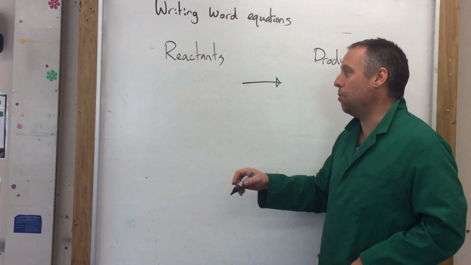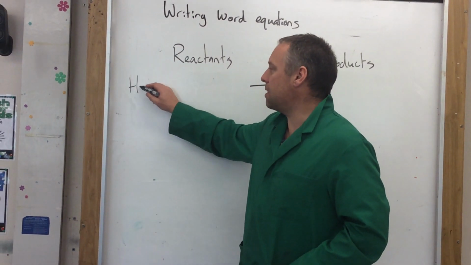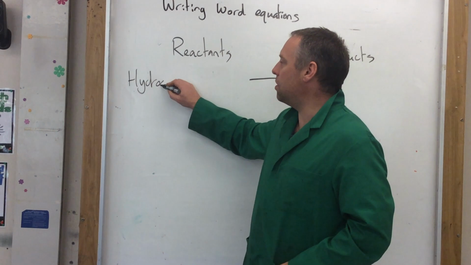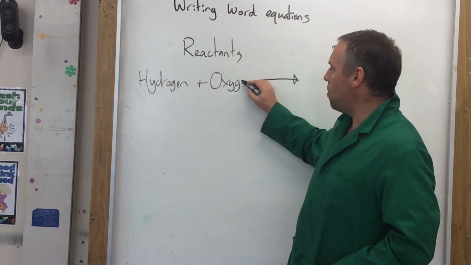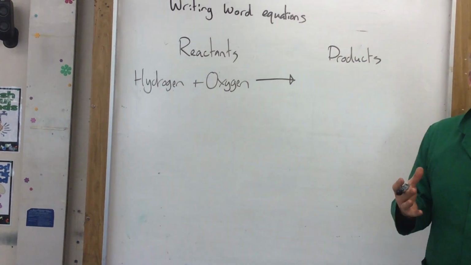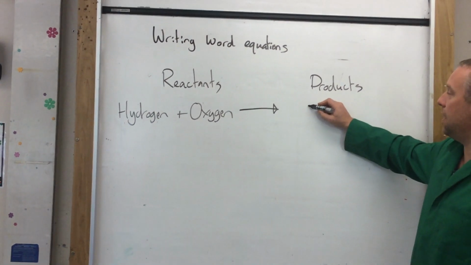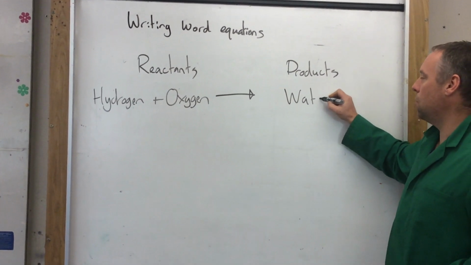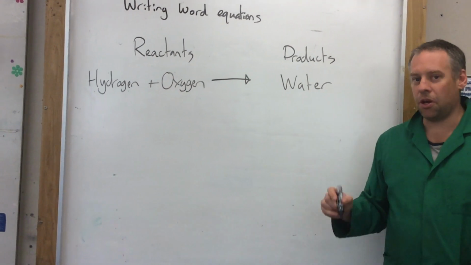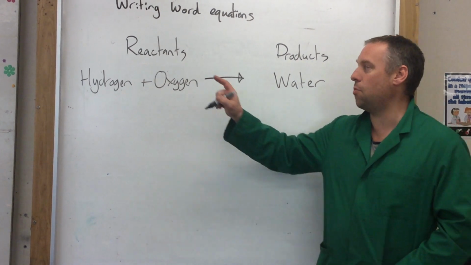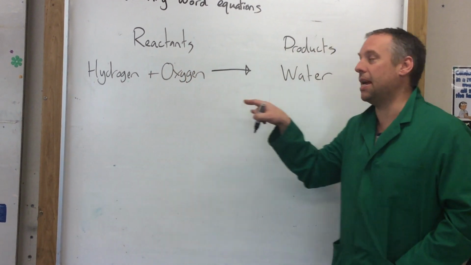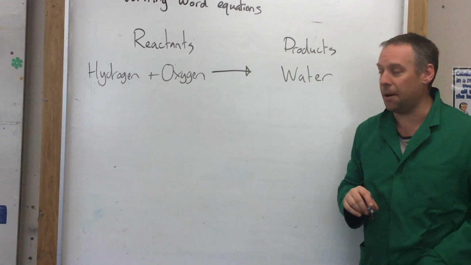A very, very simple example. If I reacted hydrogen with oxygen, we would get a big explosion, and out of the end of it, I would get water. Now, if you go back to some of the earlier lessons, our conservation of mass means that we can only get out what we put in, and the amounts have to be the same.